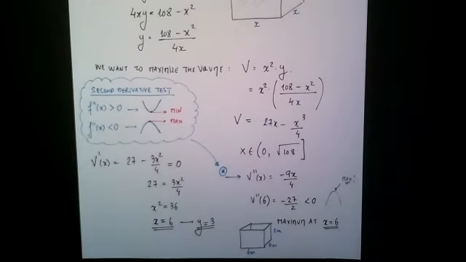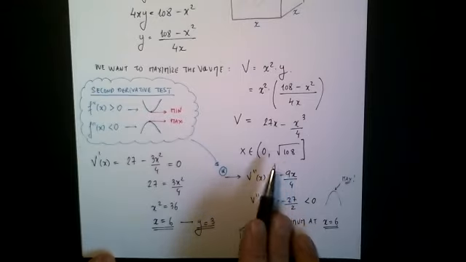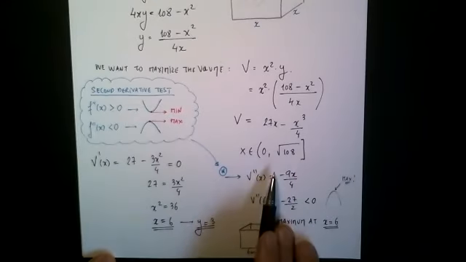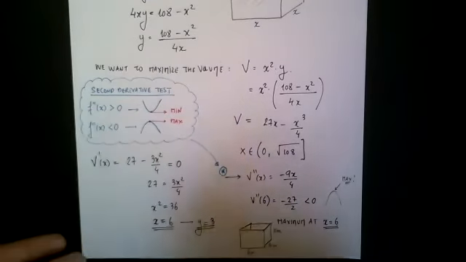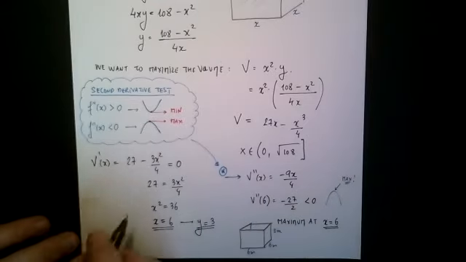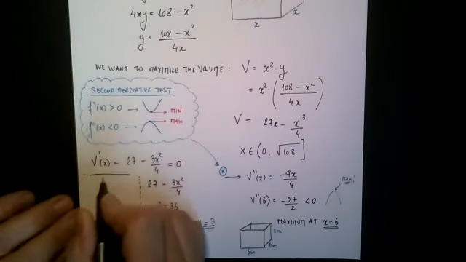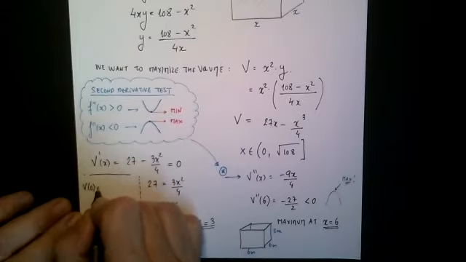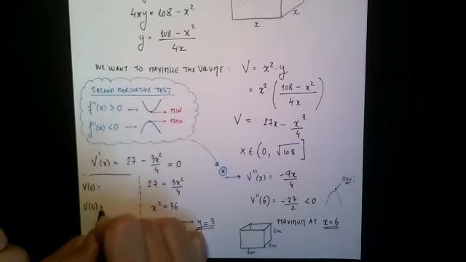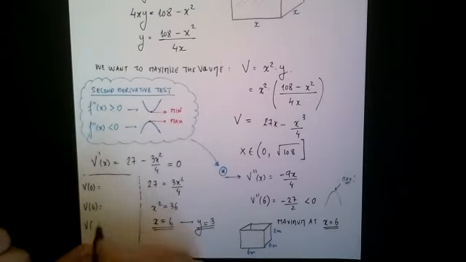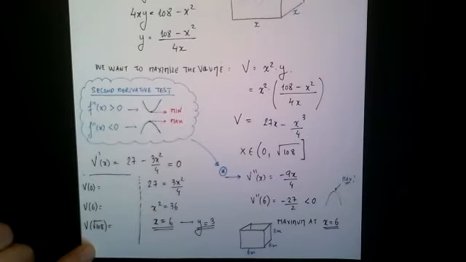But sir, why don't we need to check it with the two values, like 0 and square root of 108? You could do it. You should do it. You're going to see that you get 0. Okay, so we should do it. Let me do it here. So volume at 0 equals what? Volume at 6 equals what? And volume at square root of 108 equals what?